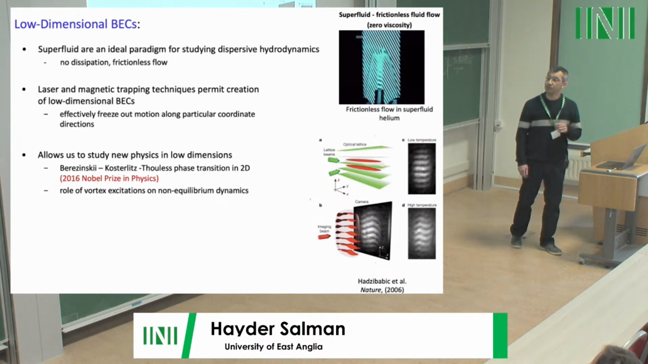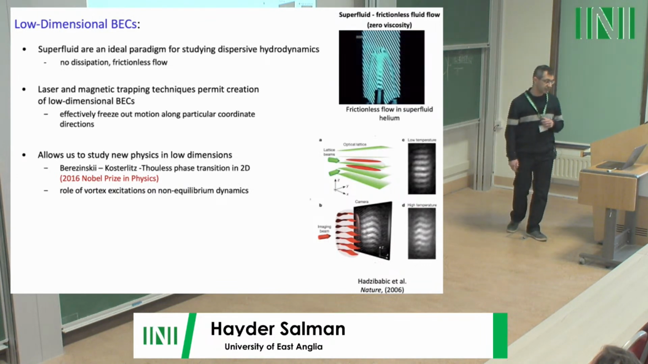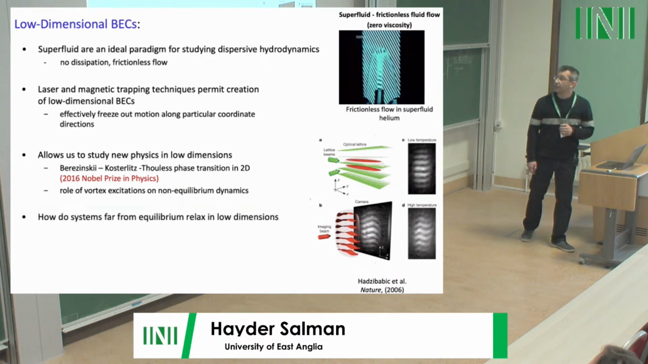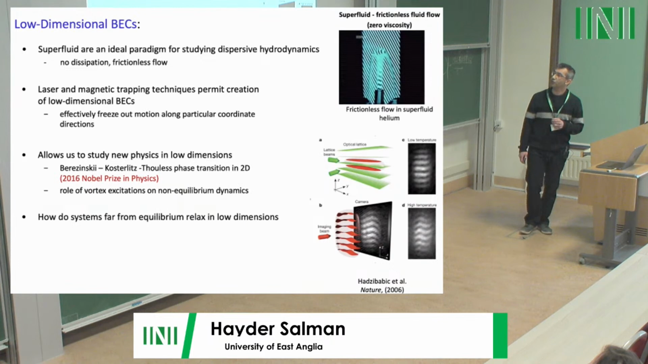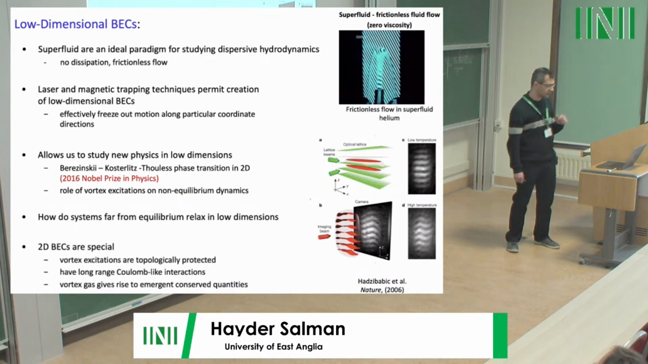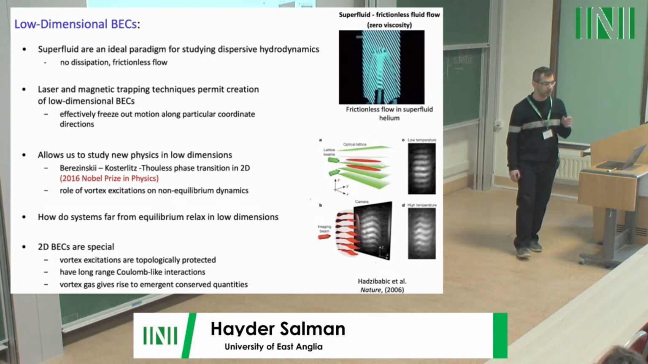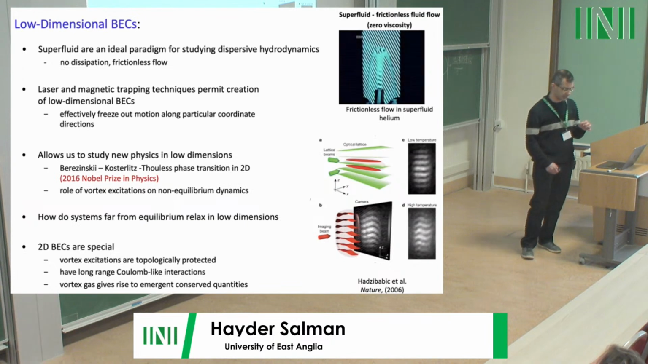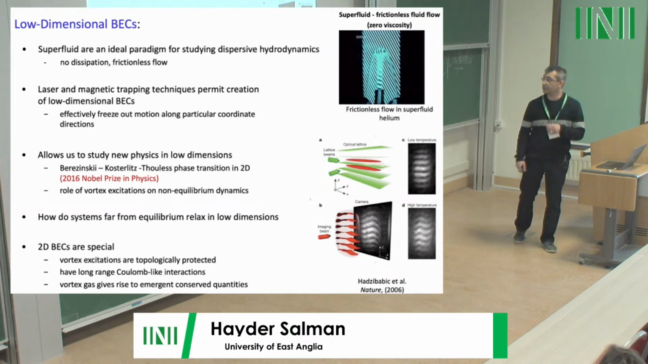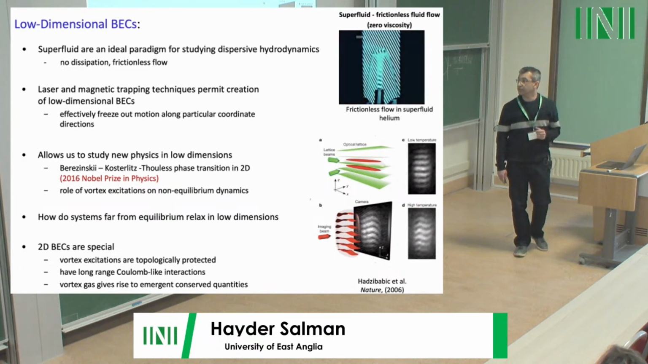But it turns out that vortices also play an important role in 2D systems when you want to understand the nonequilibrium dynamics, which is what I'm interested in for this talk. So this is going to be the focus. 2D systems are special because these vortex excitations are in some sense topologically protected, which means that once you introduce them into the superfluid, there's no way to get rid of them unless you annihilate them with an anti-vortex, a vortex of opposite sign, or you move them at the boundaries. And they also have long-range interaction.